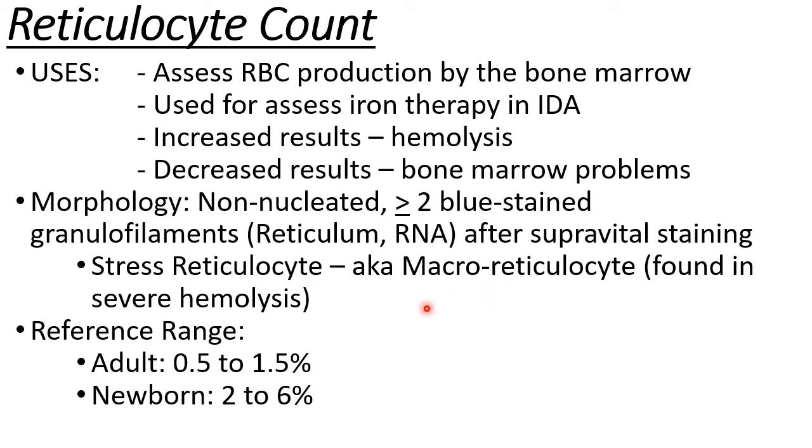May ibang instances, halimbawa sa severe hemolysis, no, nagko-compensate yung bone marrow mo to produce a lot of reticulocyte to compensate of the losses. So, hindi nasusundan yung rule of maturation na dapat paliit ng paliit yung blood cells. Minsan na-maintain nila yung big size nila, kaya ang tawag sa kanila macro-reticulocyte or stress reticulocytes.